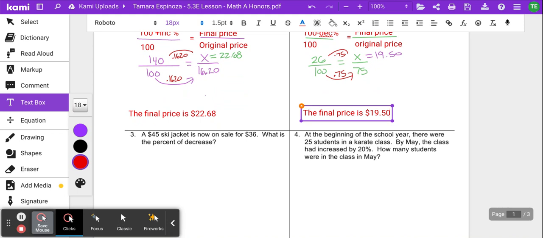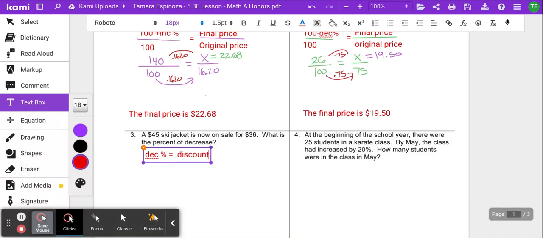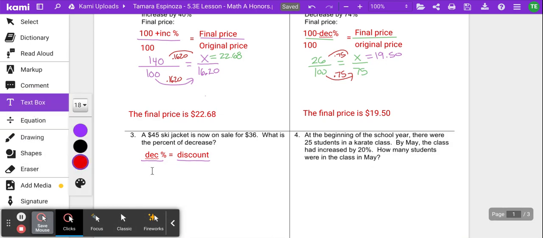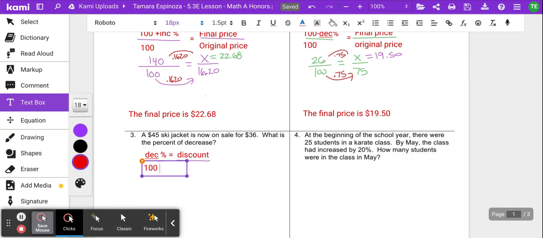A $45 ski jacket is now on sale for $36. What was the percent decrease? Now this is different. We are just looking for the percent decrease. So you have to think of what you are looking for. If you're looking for the percent decrease, well, that lines up with the discount. Okay, again, we're still going to go over original, and we're still going to go over 100. So down here, our percentage is always out of 100. And this is our original price.